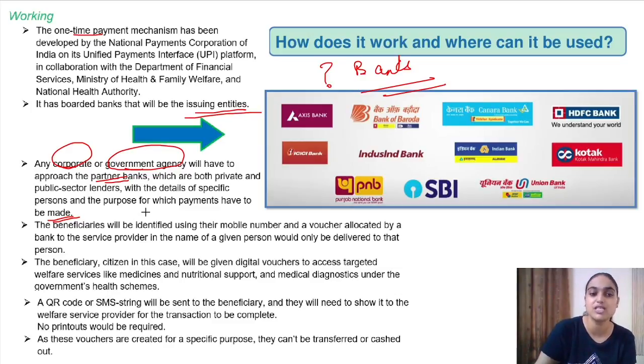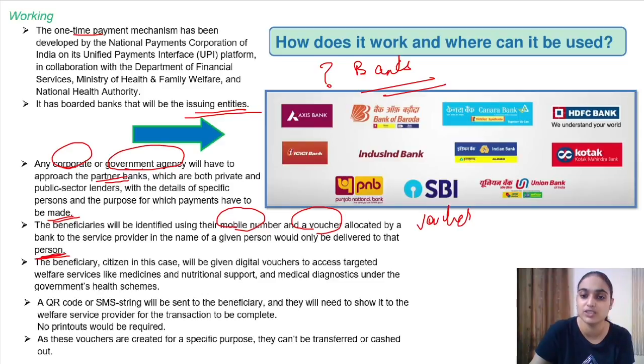The beneficiaries will be identified using their mobile number, and a voucher allocated by the bank in the name of a person would be delivered to that person. उसी पर्सन को वो वाउचर जाएगा और वही पर्सन उसे यूज कर सकता है, वो वाउचर वो किसी और को ट्रांसफर नहीं कर सकता. The beneficiary, who is the citizen in this case, will be given the digital voucher to access the targeted welfare services like medicines or the nutritional support or the medical diagnostics under government's health schemes.